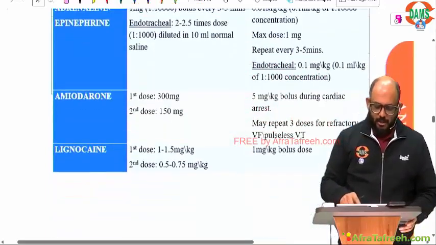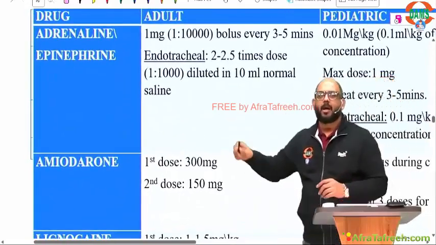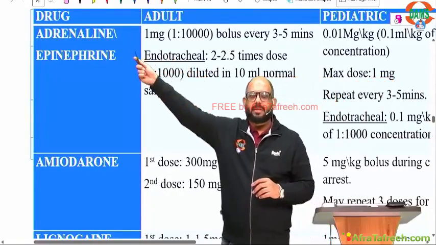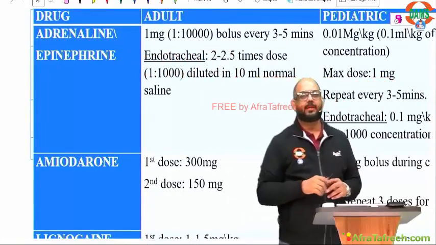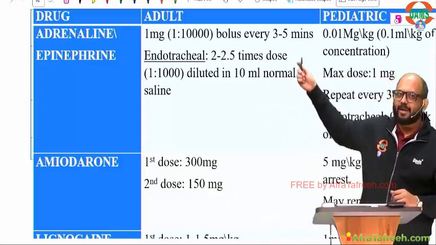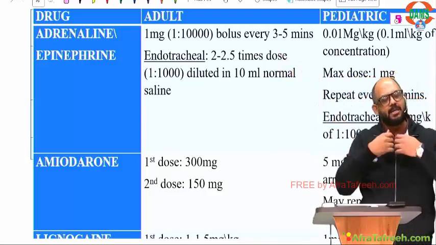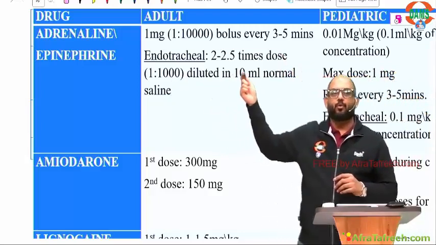Alright. Drug therapy in CPR. Adult is very, very important. Adult dose 1 milligram. Dilution 1 in 10,000. What do you mean by 1 in 10,000? You take 1 milligram per ml, dilute it till 10 ml every 3 to 5 minutes. How many doses? Infinite. If you are giving the same thing endotracheally, you need 2 to 2.5 times dose.